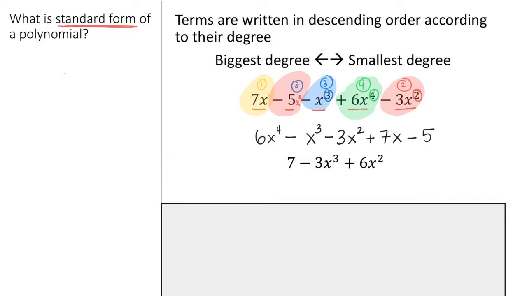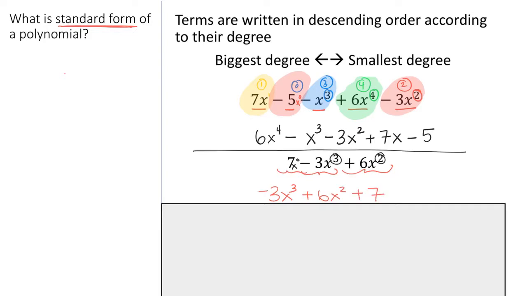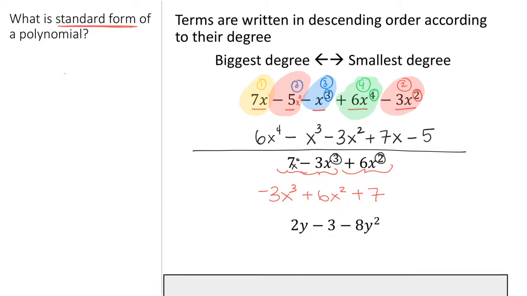Next example, we'll go a little bit faster through this one. This first term has a degree of 0, second term 3, last term 2. So to write it in descending order, I'm going to write that negative 3x cubed first, since that's my highest exponent, then a positive 6x squared second, and then a positive 7 at the end. So you can always quickly check over 3, 2, nothing, and you're good.